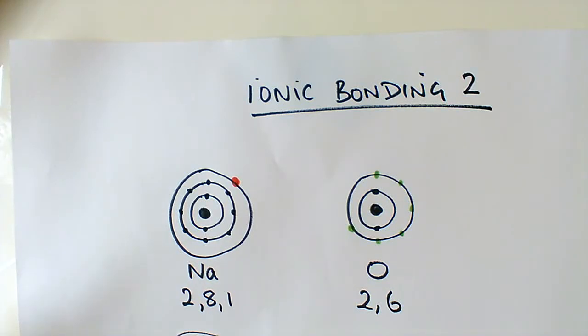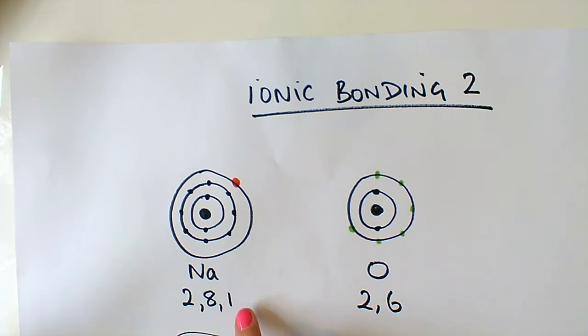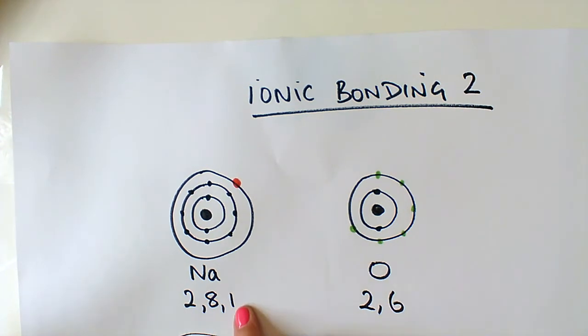In this example, we're going to look at the ionic bonding between sodium and oxygen. So sodium, as we already know, is a group 1 alkali metal. Oxygen is a group 6 non-metal. So in order to react, they both want to obtain their lovely stable outer shell.